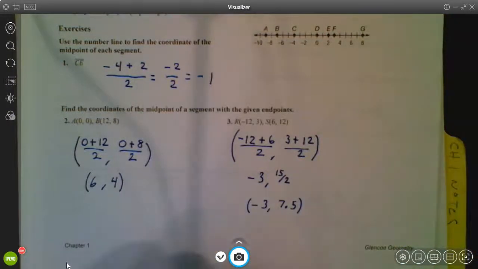So when you're doing homework, again, just make sure you show work. That's super important in all math, of course. So please do that. But that is it for now.